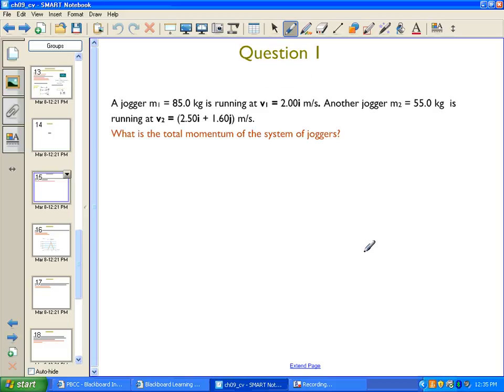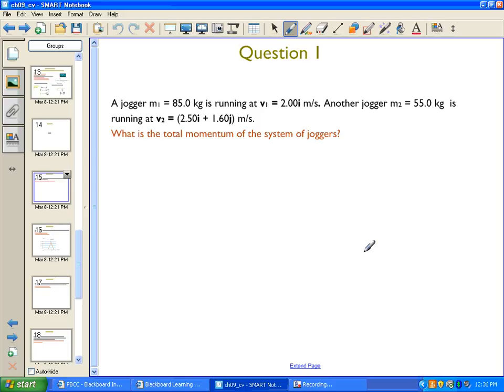A jogger of 85 kilograms, let's call him number 1, is running with a velocity of 2 meters per second in the I-hat direction. Another jogger, let's call him number 2, a 55 kilogram mass, is running at a velocity of 2.5 meters per second in the I-hat direction plus 1.6 meters per second in the J-hat direction.